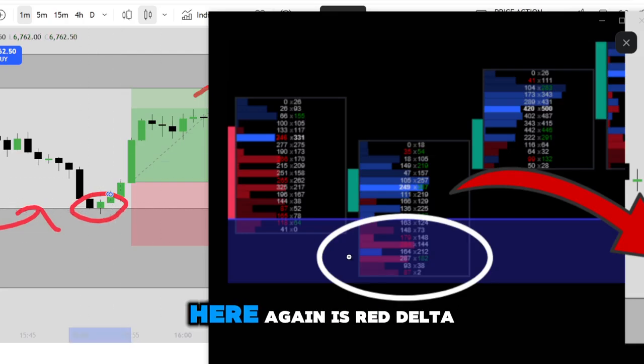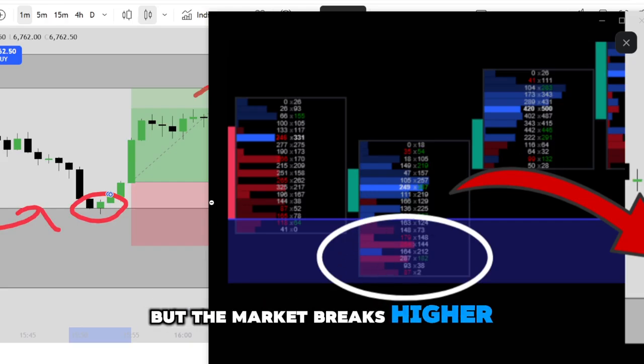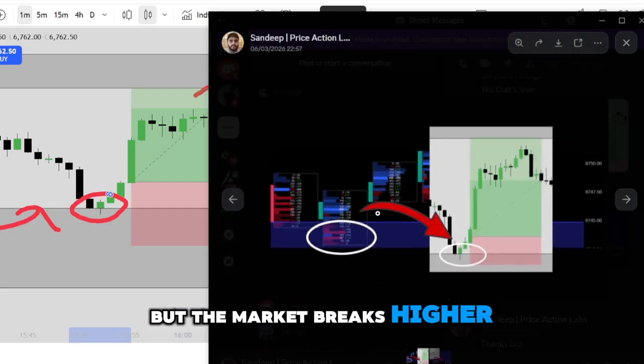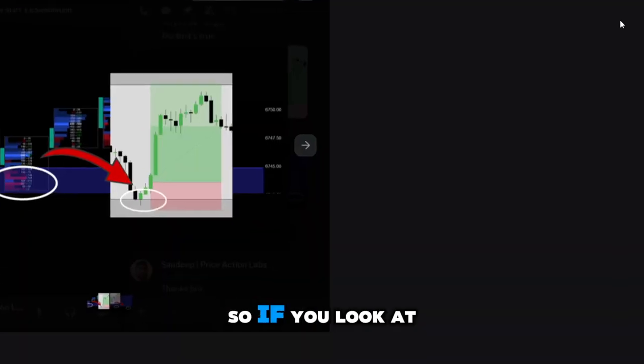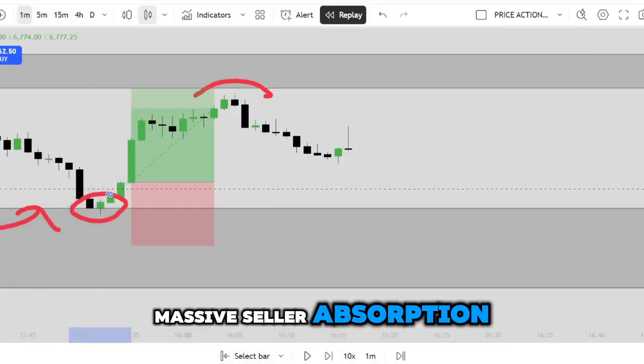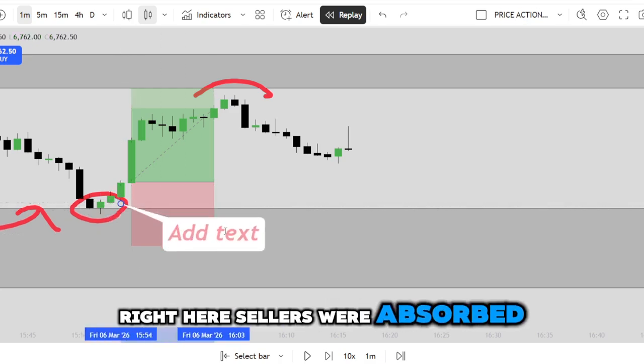So what we can see here again is red delta, right? 87 for 2, 204 for 144. We see a lot of aggressive selling, but the market breaks higher, right? Aggressive selling, what I've circled, but the market breaks higher. That's the image you see over here. So if you look at ES, for example, 67.45, what was going on? Massive seller absorption.